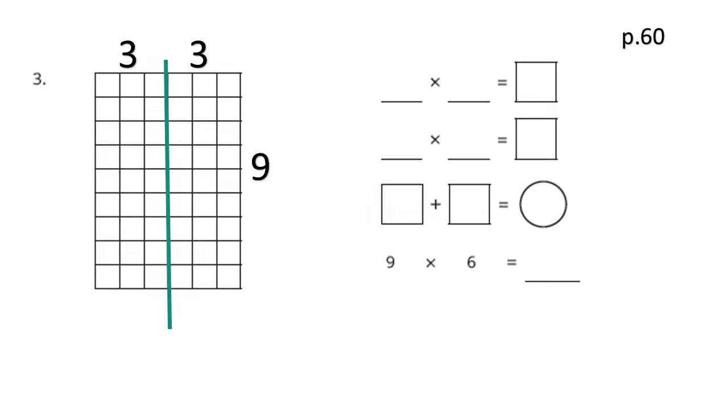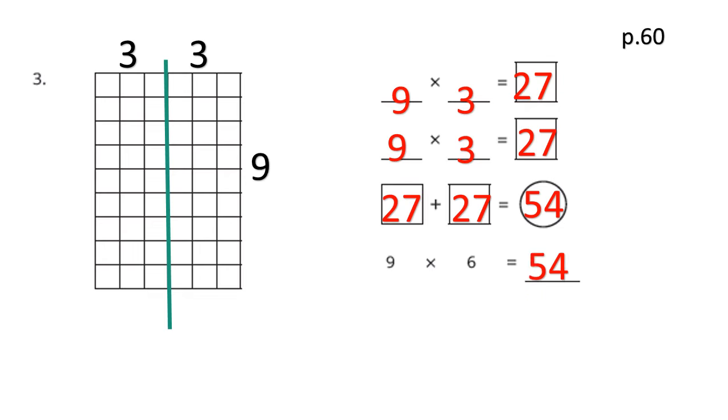Who can tell me what's the first equation? Good. 9 times 3 equals 27. Perfect. And the second equation for the right array, 9 times 3 also. 9 times 3 equals 27. So I find the sum of the two products. 27 plus 27 equals 54. So 9 times 6 equals 54.